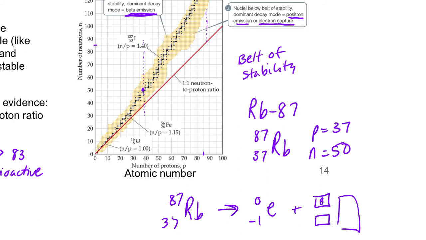I'll do the easy one. This says 87. It's going to be 38 here at the bottom. So that's strontium.